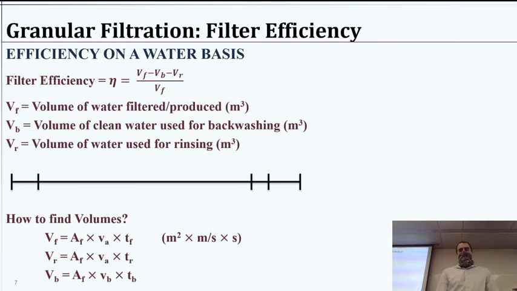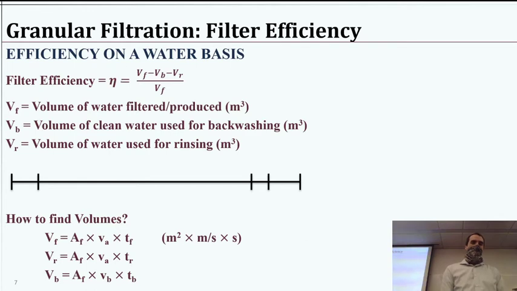So another thing we want to know is the efficiency of a filter, given the amount of water it can produce, and compare that to the amount of water wasted. So the filter efficiency we're going to define as how efficient is it on a water basis? So how much of the water that it produces in a cycle actually ends up usable and not wasted? Okay, so that's why we're going to have this, the symbol nu is our filter efficiency.